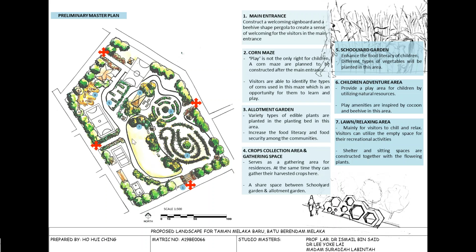Alright, and then the 7th space is marked as the lawn and relaxing area. So in this space, they can carry out whatever activities they wish to carry out. It's mainly for visitors to chill and relax. And there are different shelters and seating spaces constructed together with flowering plants. The seating area is located in the middle of the park because through this they can enjoy the scenery of the park. Alright, and then we move on to the next slide.